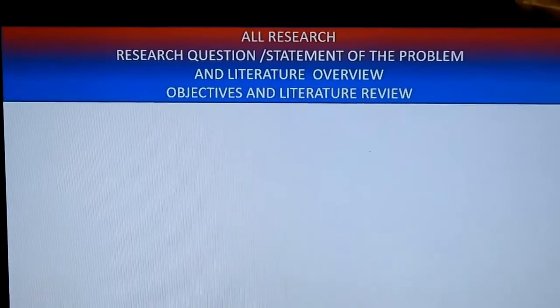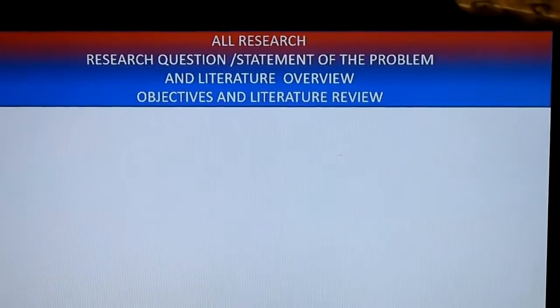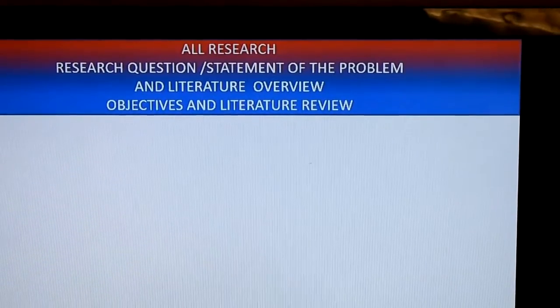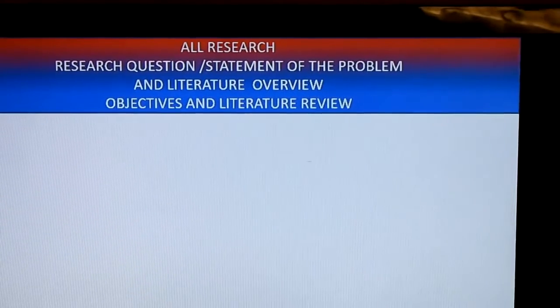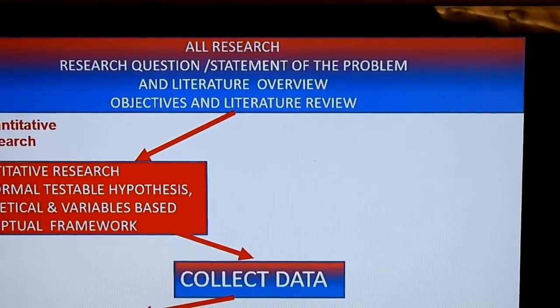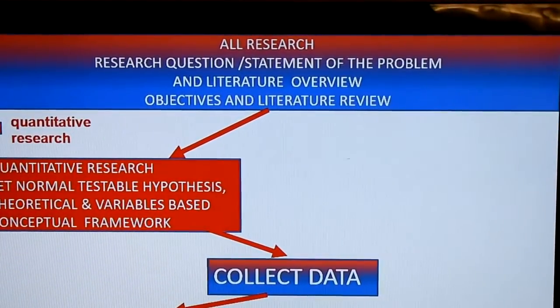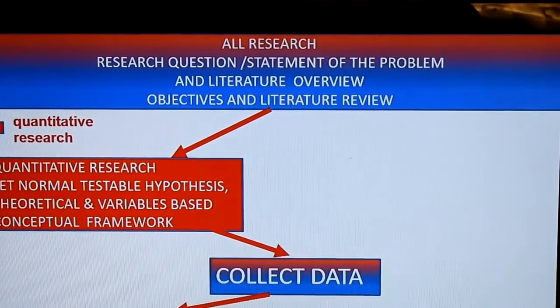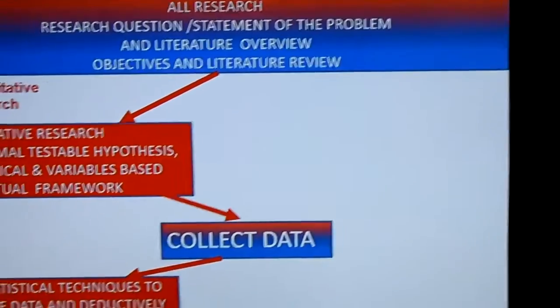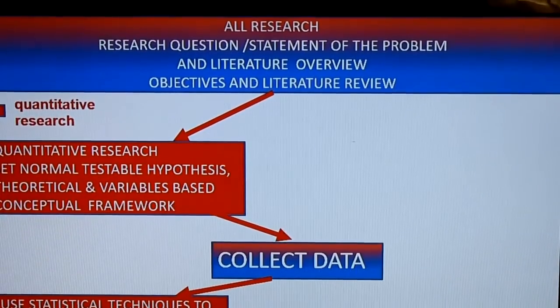Now, I want to say that all research starts with a research question, statement of the problem, objectives, and then literature review. We have two major categories of research: qualitative research and quantitative research. Both start with what you are seeing on your screen. Quantitative research proceeds to set a testable hypothesis, a theoretical framework, and a conceptual framework based on variables, independent, dependent, call them what you want.